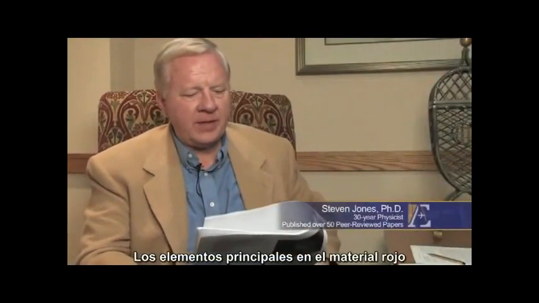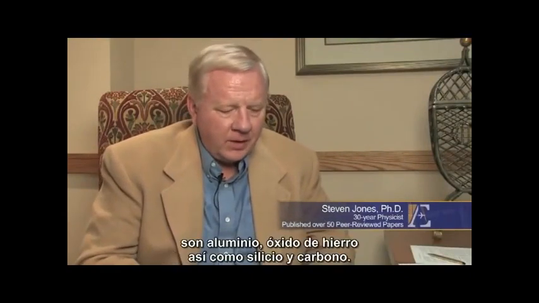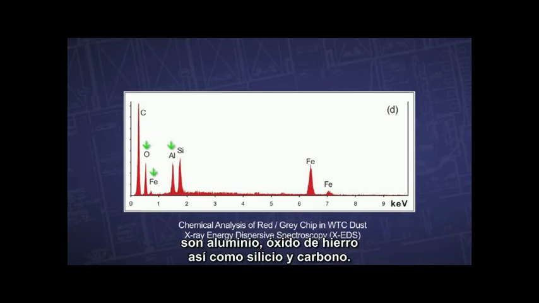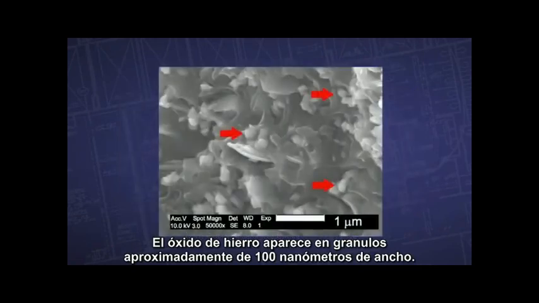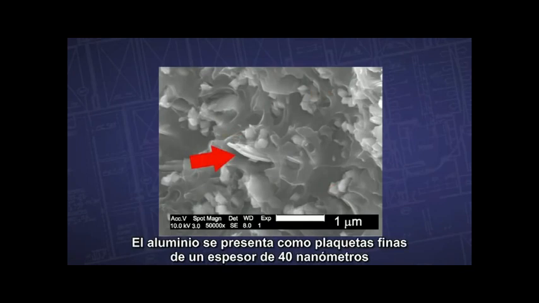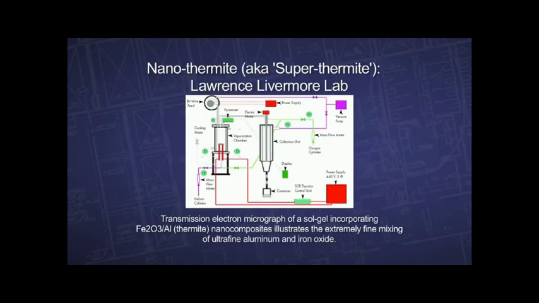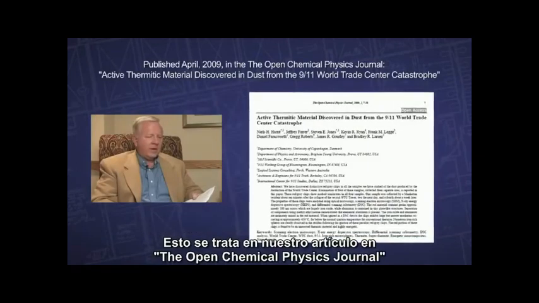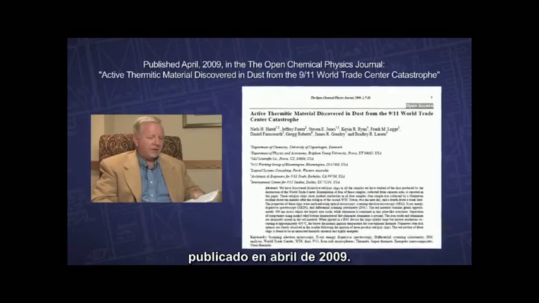The primary elements in the red material are aluminum, iron oxide, as well as silicon and carbon. The iron oxide appears in faceted grains, approximately 100 nanometers across. The aluminum appears in thin platelets, about 40 nanometers thick. This is discussed in our paper in the Open Chemical Physics Journal, published in April of 2009.